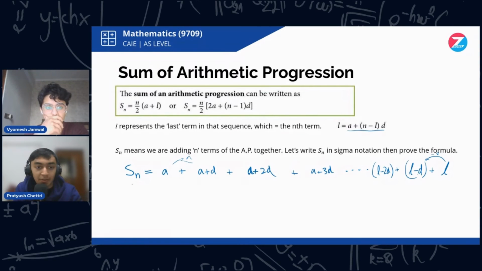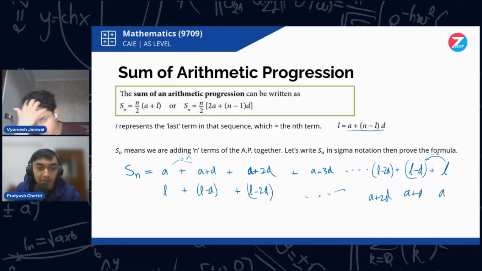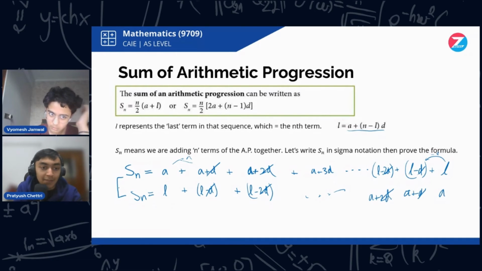So this is just a general thing. Now if I write it backwards, L plus L minus d plus L minus 2d. By the way, the proof is not necessary for the syllabus. It's just to help you understand how it comes around. A plus d, a plus 2d. So what you'll notice is, if you do it like this, the d's cancel each other out. And I've intentionally done it like this.